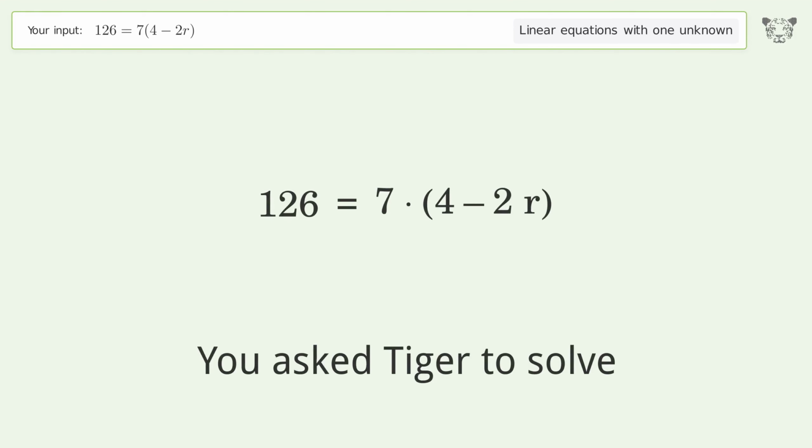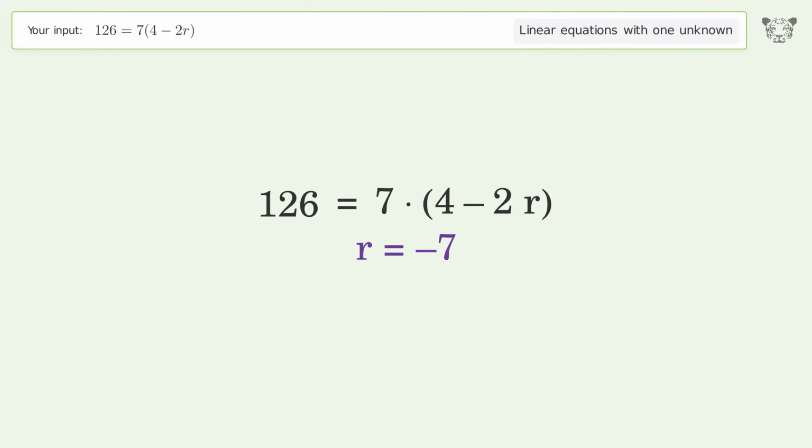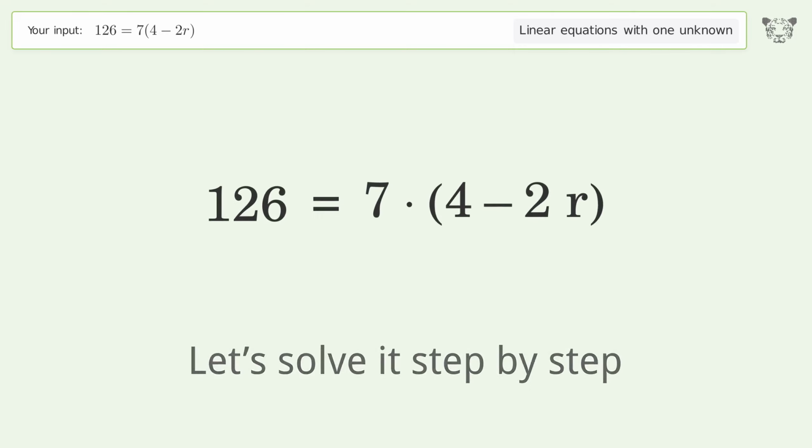You ask Tiger to solve this. It deals with linear equations with one unknown. The final result is r equals -7. Let's solve it step by step.